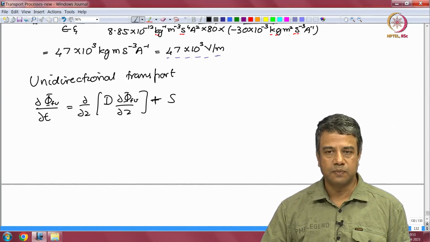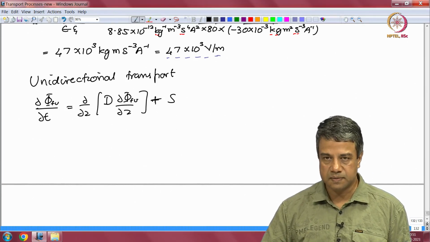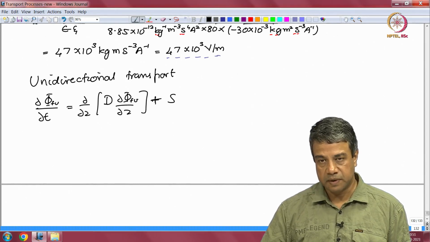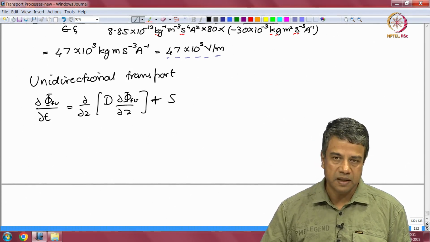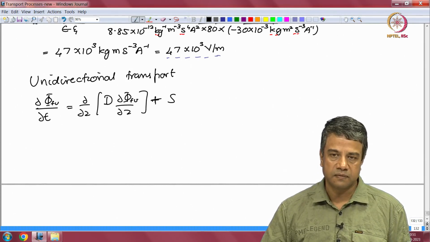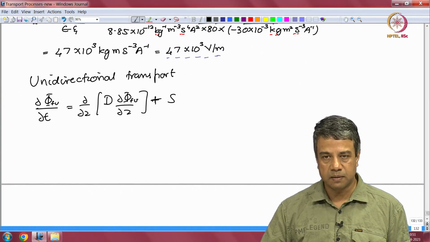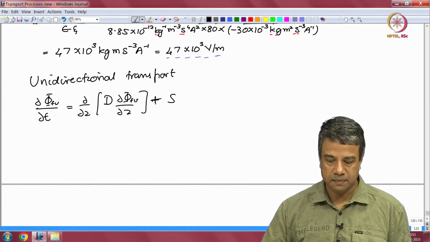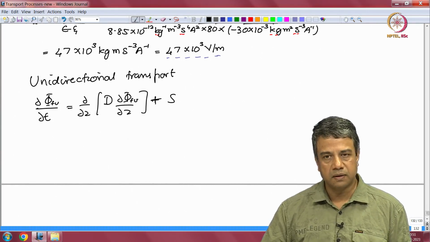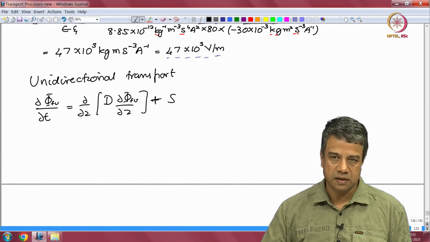produced per unit volume per unit time for mass transport, energy produced per unit volume per unit time for energy transport. Of course, you have to divide it by rho Cp, and for momentum transport it is basically the force density, force per unit volume or momentum per unit volume per unit time. And you require two boundary conditions and one initial condition for this.